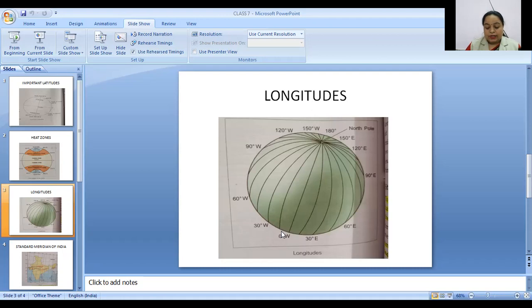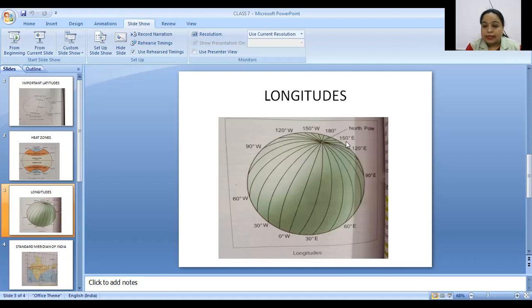As the equator is a reference line for locating a place in the north and the south, similarly we need a reference line to locate a place from east to west. For marking where a place is located from east to west, we need these lines. These are called longitudes. There are various longitudes, and they are also calculated in degrees. Can you see that? They are all calculated in degrees.